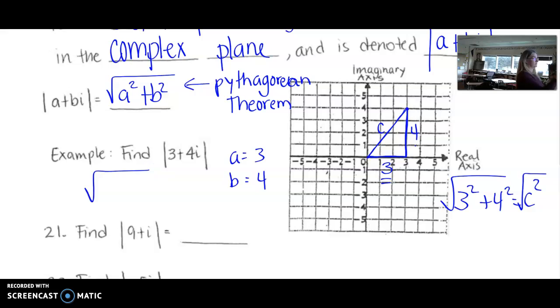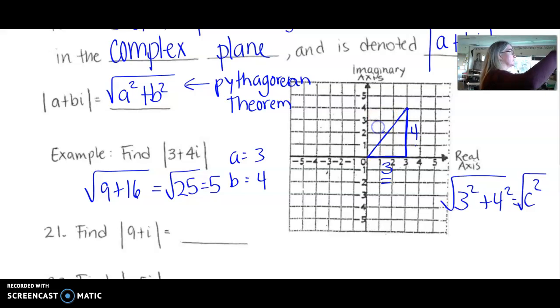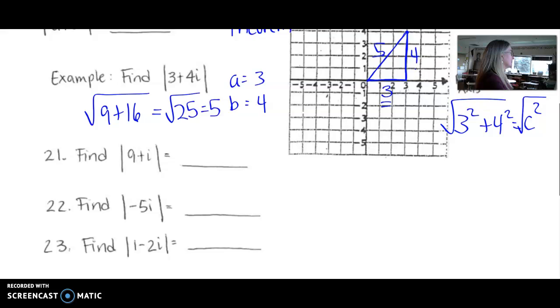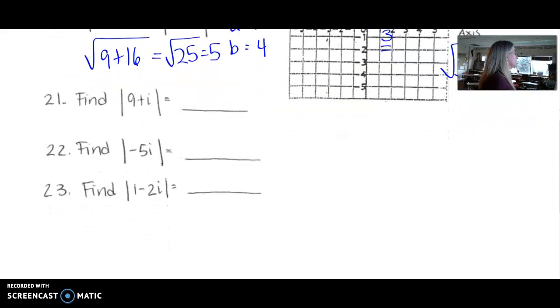So I already did it over there. So it's 9 plus 16. So then that equals 25, and the square root of 25 is 5. So the absolute value of 3 plus 4i is equal to 5. All right, so go ahead and try to do numbers 21, 22, and 23, and then check back to see if you're doing all right.